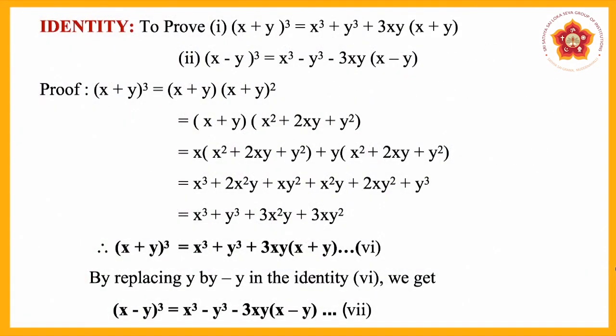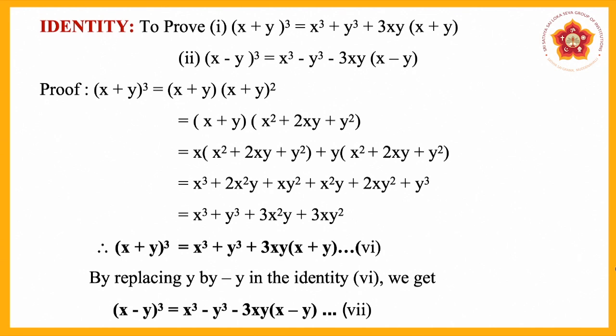Now you have to learn one more identity, that is x plus y whole cube is equal to x cube plus y cube plus 3xy into x plus y. Second one is x minus y whole cube equal to x cube minus y cube minus 3xy into x minus y. Now let us know how to derive this one.